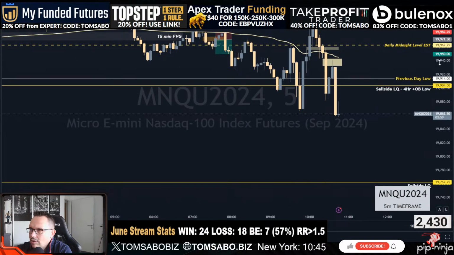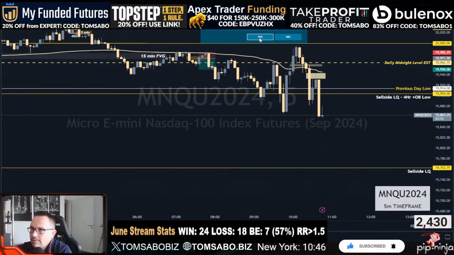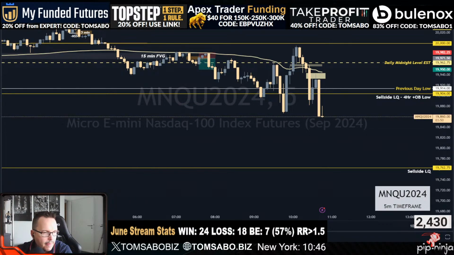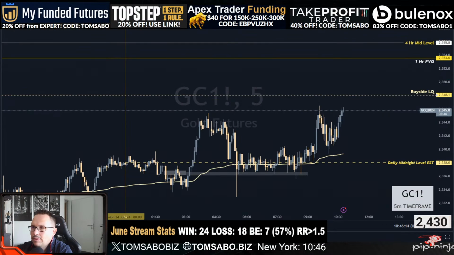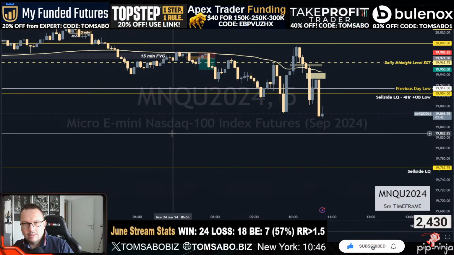The 5 minute could be good for a short. This is a bearish order block again here. We lost connection to Apex. Awesome. Could dump hard. Connection to Apex is lost. That's why it's good to have a stop loss and the take profit always, you know.